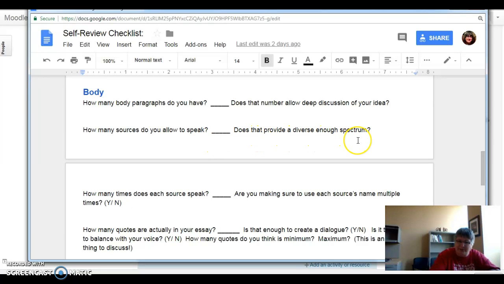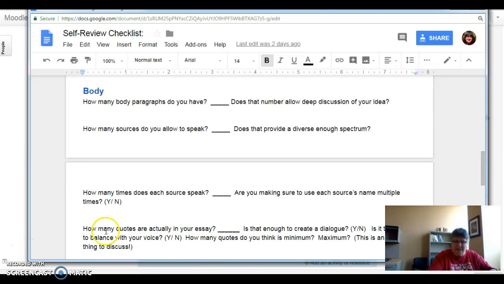Does that provide a diverse enough spectrum? Okay, 2 sources. That's either or. That's just 2. 2 is not enough. 3 can be enough if you do it perfectly and everybody gets to talk 2 or 3 times and you pick the best 3 sources out there in the world. It's probably going to take 4 or 5. If you go over 5, you need to think about it too, because that might be too much.